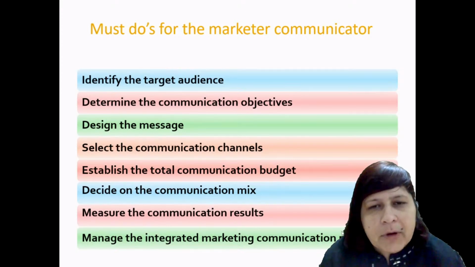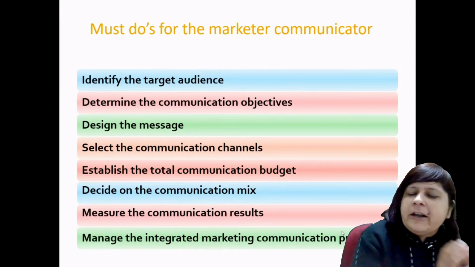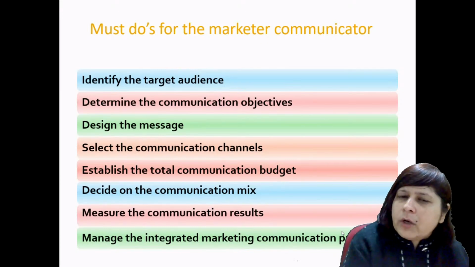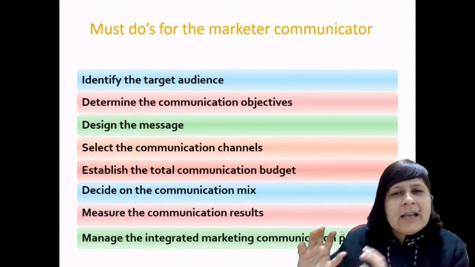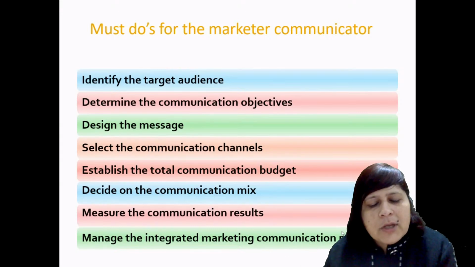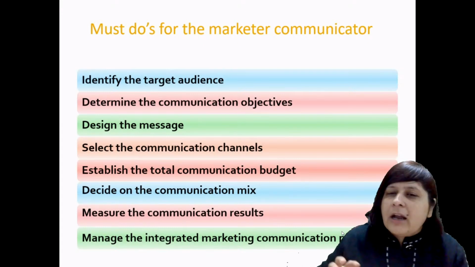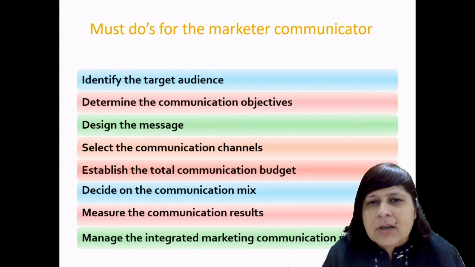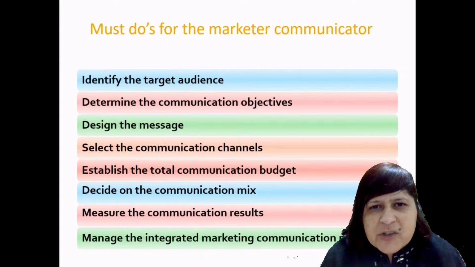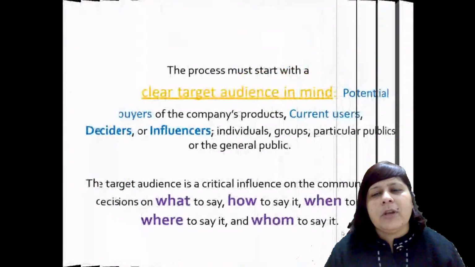Manage the integrated marketing communication. See, so first of all, the marketer should identify the target audience. What are the objectives of communication? Design a message. Right? Select the media through which you want to communicate. Establish a communication budget. Now you have a budget, right? And decide on the communication mix and measure the communication results. Take the feedback. Have you achieved your objectives? And manage the integrated communication process.